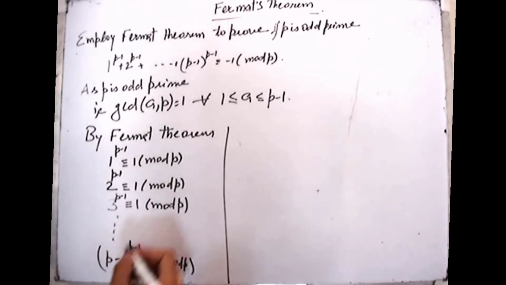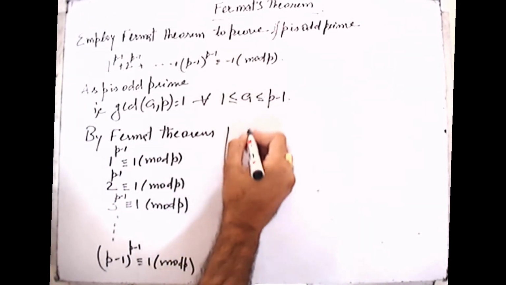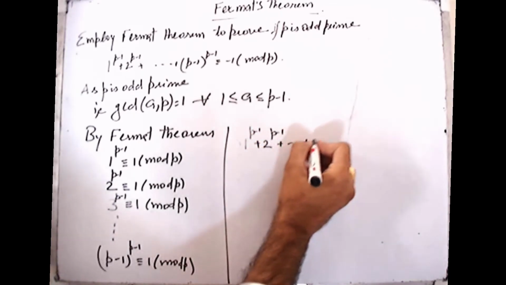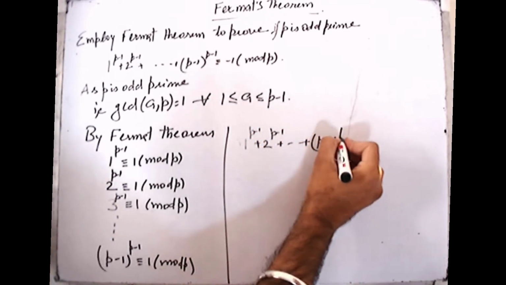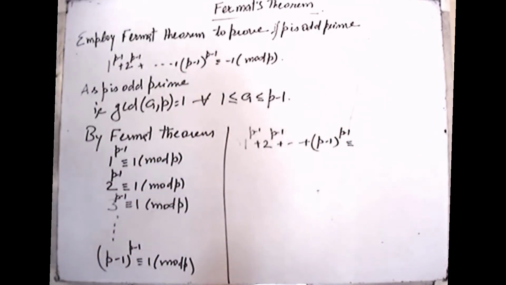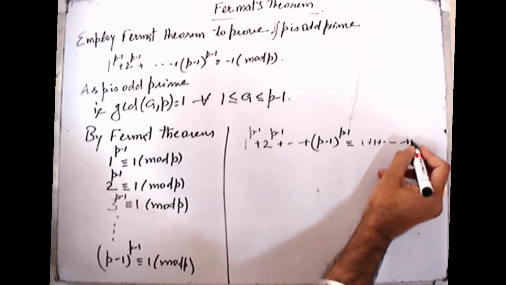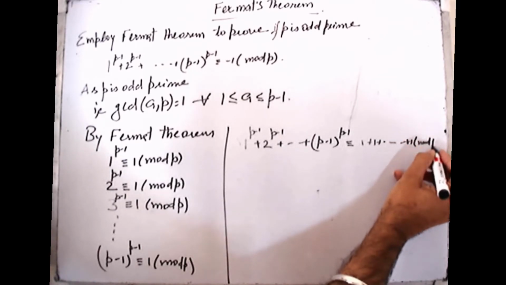So by adding vertically, we will get 1^(P-1), 2^(P-1), up to (P-1)^(P-1), which is the desired left hand side. And what do we get on the right hand side? 1, 1, 1, 1, 1. 1 plus 1, and so on, modulo P.